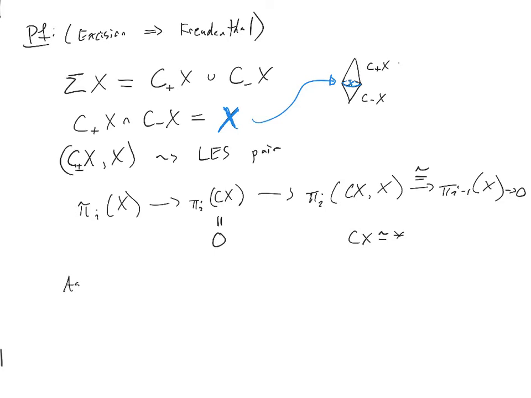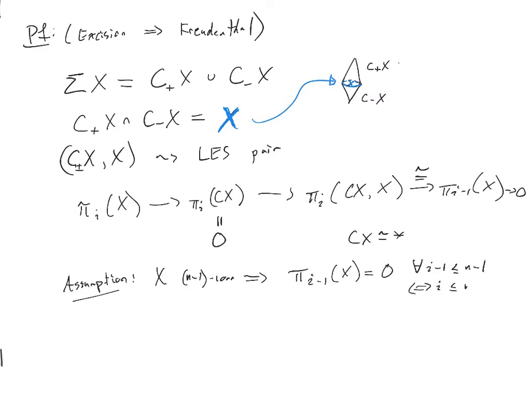And by the hypothesis, X is n minus 1 connected. So pi i minus 1 is going to be trivial whenever i minus 1 is less than or equal to n minus 1, which means that i is less than or equal to n, which means that, in fact, the pair is n connected. So both pairs.